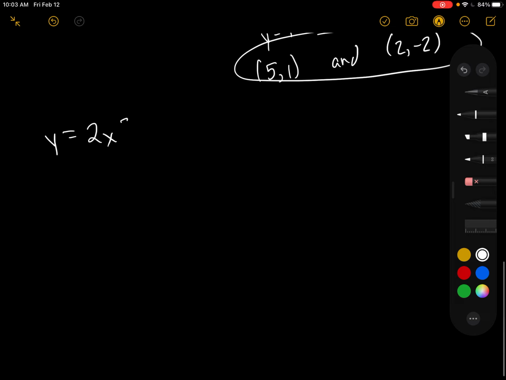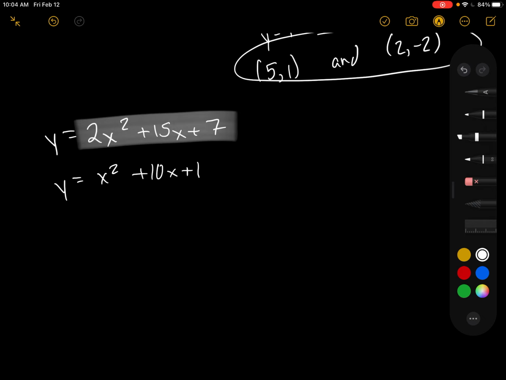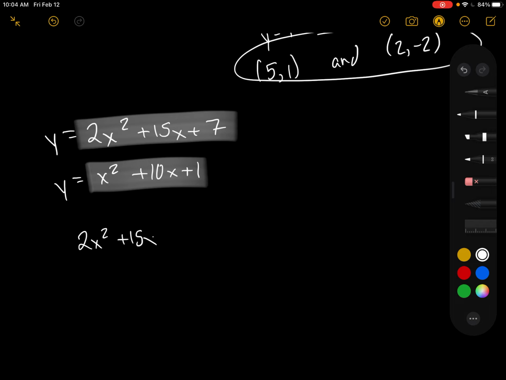A second question, because I know that these are a bit tricky the first time you go through, is another system. What if we have two quadratics that this time intersect? And we're solving this system. The steps do not change. We still take this and set it equal to this, because again, y equals y, so we're allowed to do that. 2x squared, 15x plus 7 equals x squared, 10x and 1.